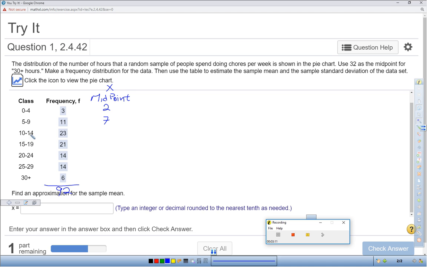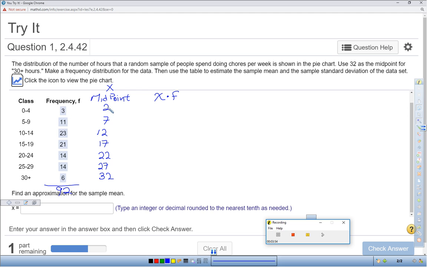Then the value between 10 and 14, that is easy, is 12. Between 15 and 19, add 15 plus 19, divide by 2, the result is 17. Between 20 and 24 is 22. Between 25 and 29 it's 27. And 30 plus, here it is telling us to use 32. So 32. Now we need to multiply the midpoint by the frequency. Let me use X to represent the midpoint, times the frequency.